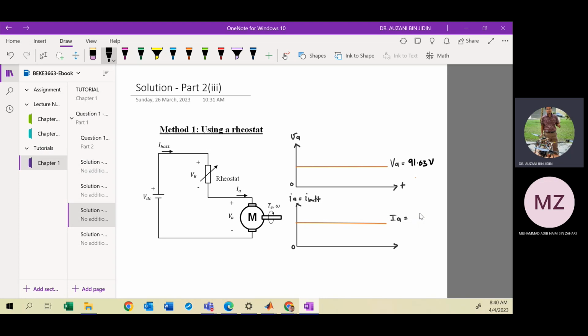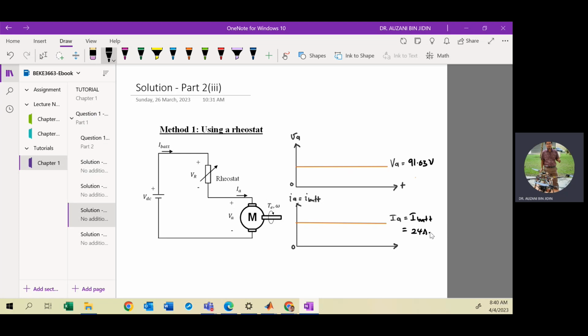IA is 24 ampere, where IA is the armature current flowing to the motor. So the current flowing to each element is the same, because all elements are connected in series. I battery and IA are the same, so IA and I battery are 24 ampere. So the VA and IA waveforms are continuous.